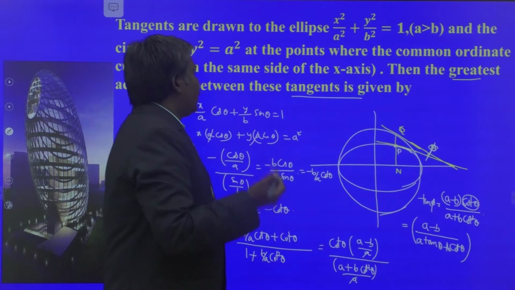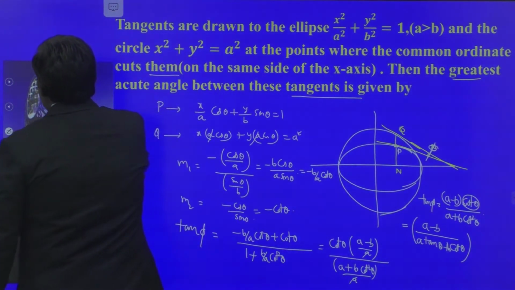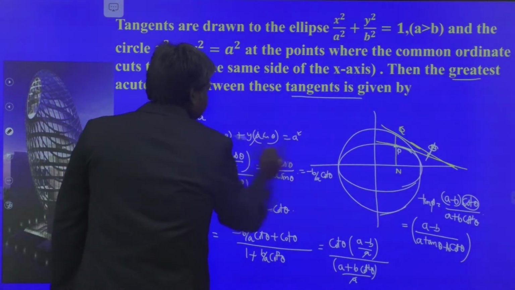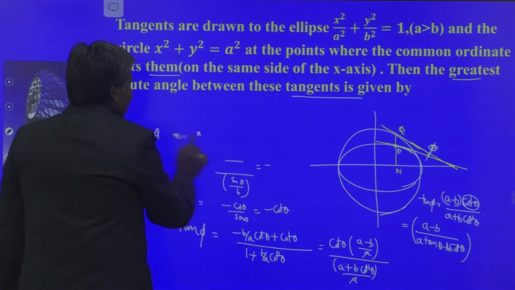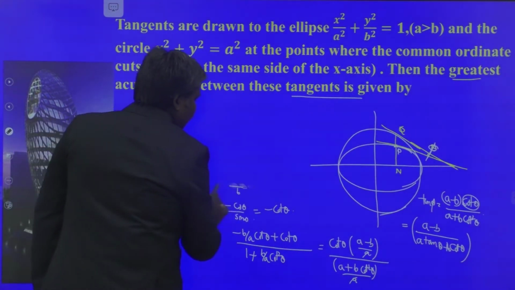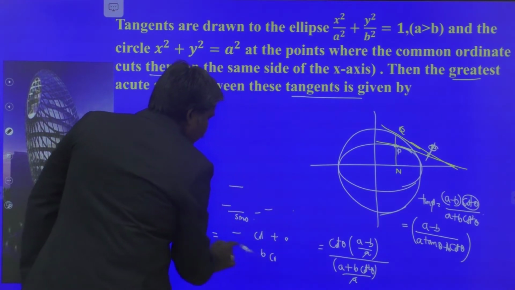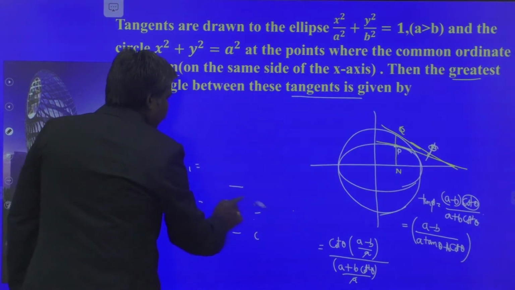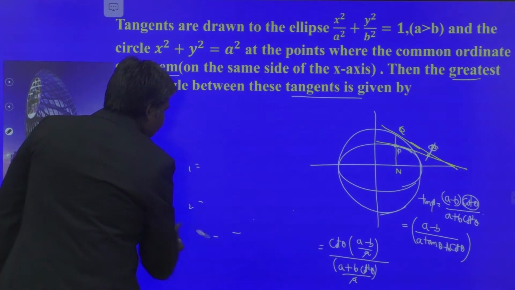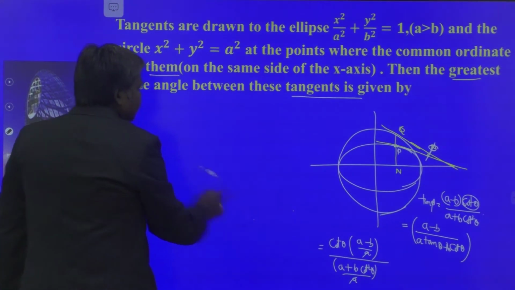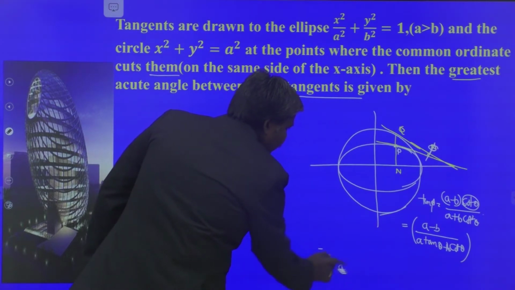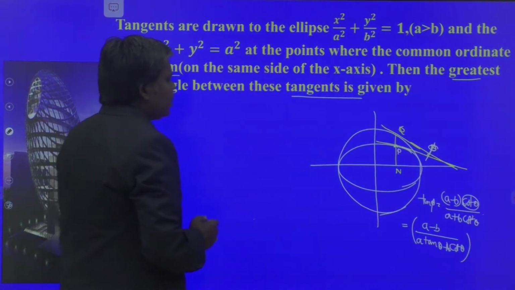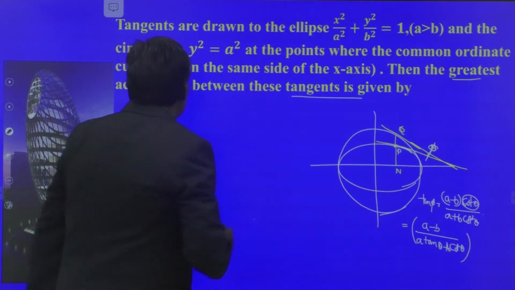All of you know that arithmetic mean is greater than or equal to geometric mean. We have to maximize your phi, that is the angle between the tangents drawn at the corresponding points. For that we obtain up to tan phi. We have to maximize tan phi, that is we are going to find out the maximum acute angle between these two lines. So up to now, tan phi is equal to a minus b by a tan theta plus b cot theta.